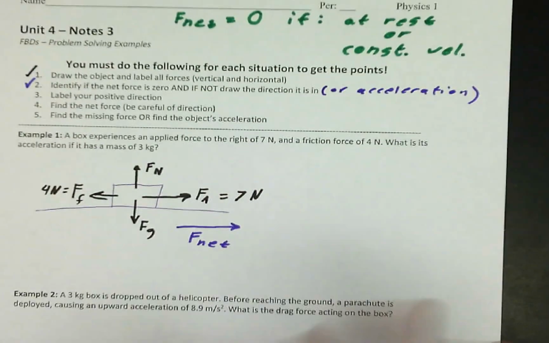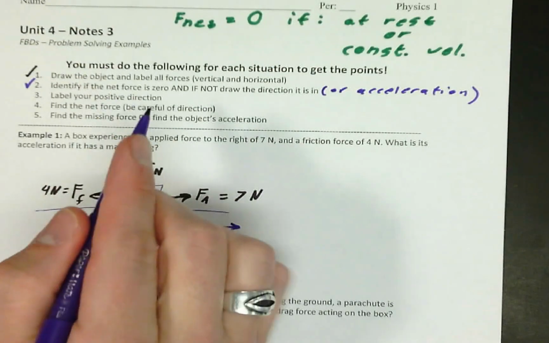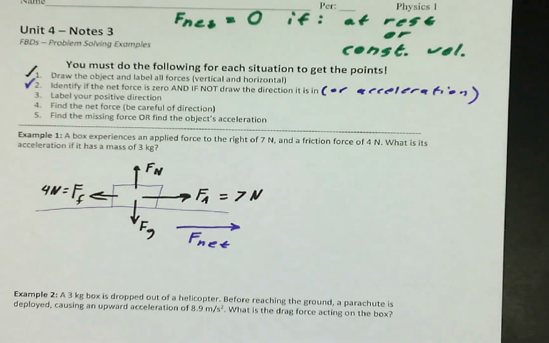Okay? All right. Now, the third step. Identify the positive direction. Here's how I identify the positive direction. I identify the positive direction whichever way the object goes. So I am pushing it right, so I will make the positive direction right.